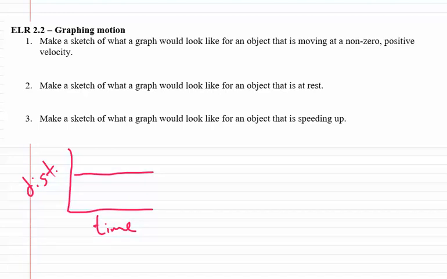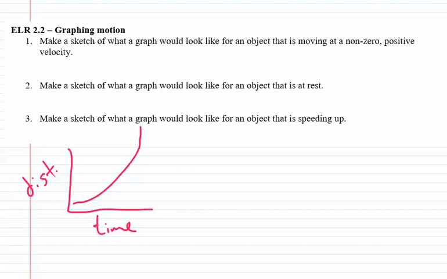And then a sketch for something that is speeding up. So something that's speeding up, at the very beginning, as time goes on, the distance is going to change, but it's going to be gradually getting more distance per second. So what that means is that as time goes on, it's getting faster and faster, which means that the slope is getting steeper and steeper, and we should have a curved line.